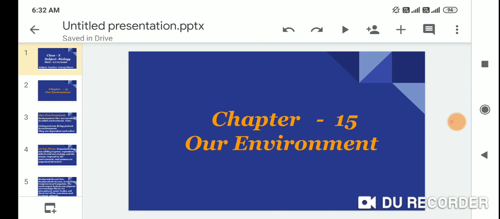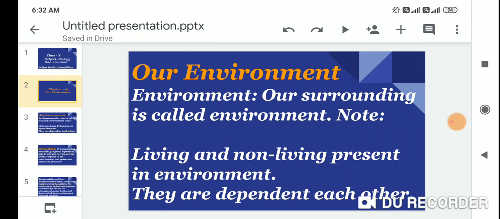Today we start a new chapter, chapter 15, Our Environment. Our surroundings are called the environment. Note that the living and non-living things present in the environment are dependent on each other.